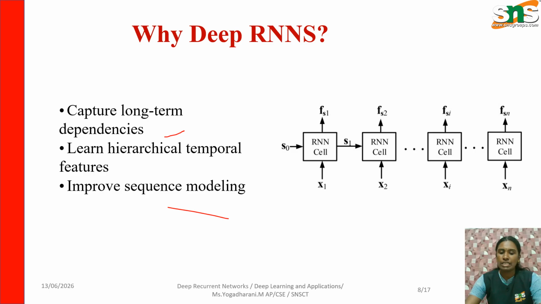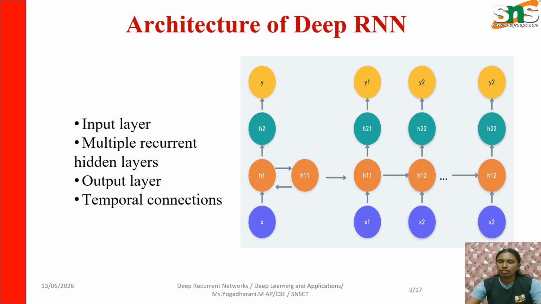While listening to a lecture, your brain understands words, then sentences, then concepts. A deep RNN works similarly. The next slide shows the architecture of a deep RNN. It has an input layer which receives the sequential data, for example words, audio samples, or sensor values, and then multiple recurrent hidden layers. Several recurrent layers are stacked here.